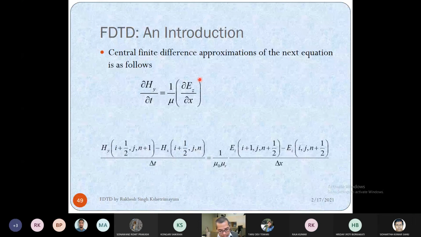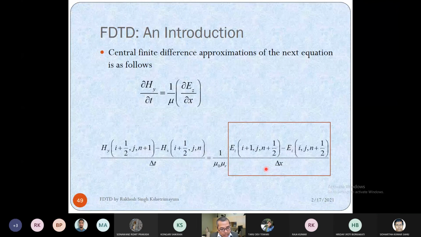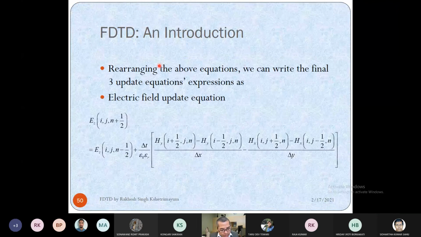Look at the right hand side, electric field is calculated at the integer space step and half integer time steps. So n plus half, and partial derivative with respect to x, so i plus 1, i, j remains the same, divided by delta x. So you can rearrange the terms, like if you want to get the update equation, you just keep on the left hand side the latest time instant field and transfer the previous time instant field to the right hand side like you have done for the 1D FDTD case, and you simplify it. This is what you have, the update equation.